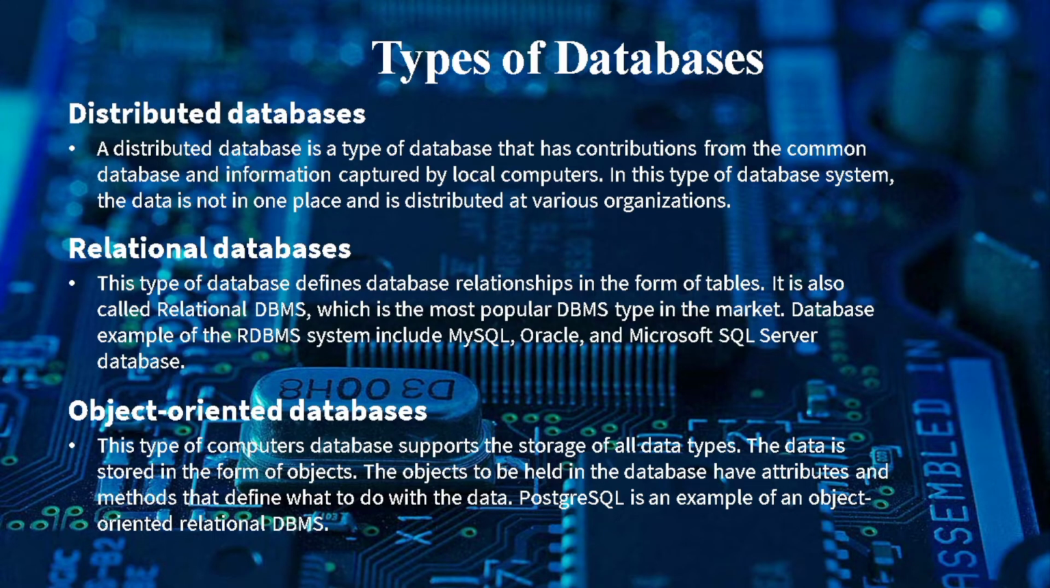And next we have object-oriented databases. This type of database supports the storage of all data types. The data is stored in the form of objects. The objects to be held in the database have attributes and methods that define what to do with the data. PostgreSQL is an example of an object-oriented relational DBMS.